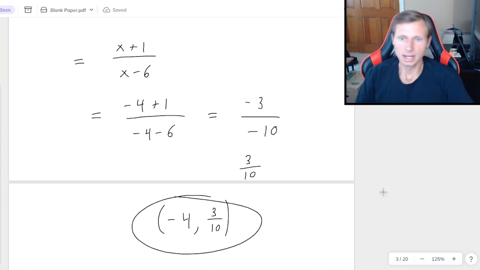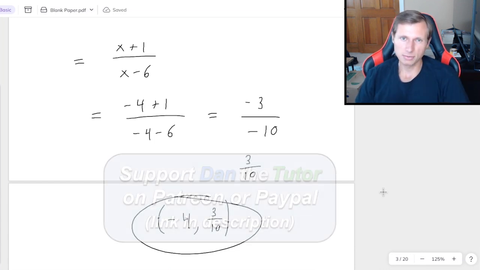And obviously this skill is important when we get to graphing rational functions. These are the skills we're going to be using to find these holes in the graph. And by the way, it is possible that you have more than one hole in the graph if more than one term cancels. So that's going to do it for this video.